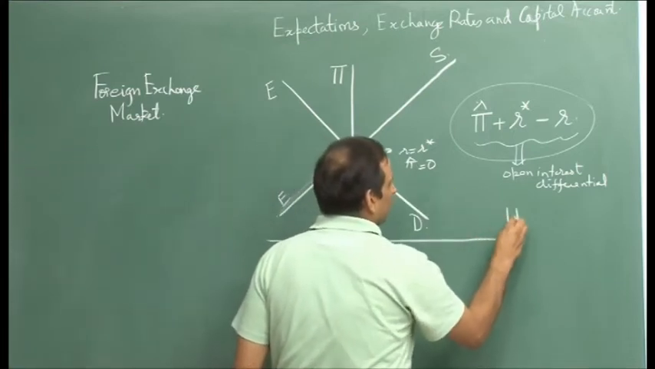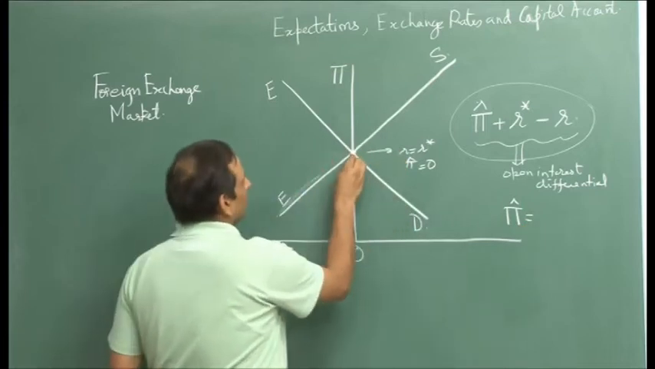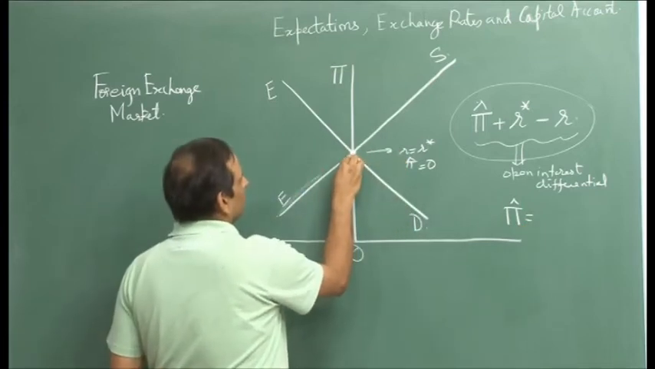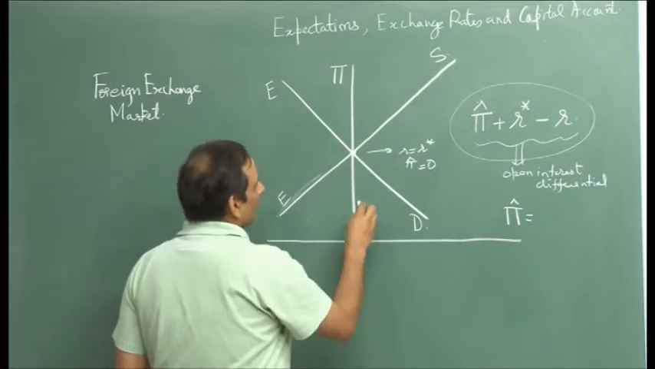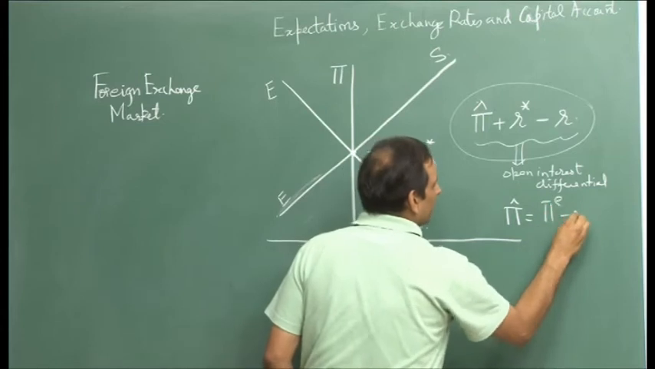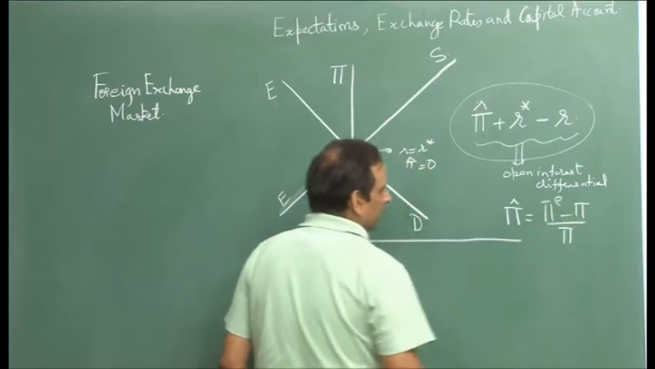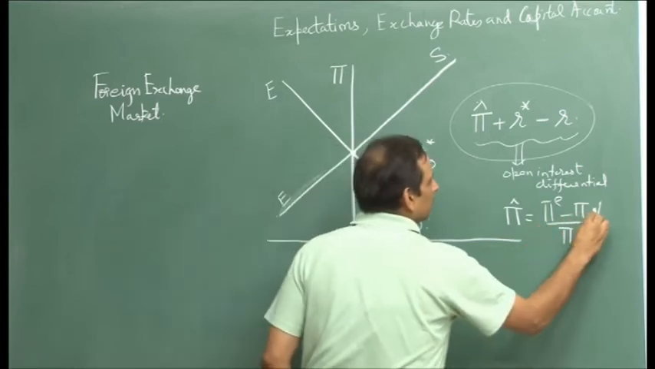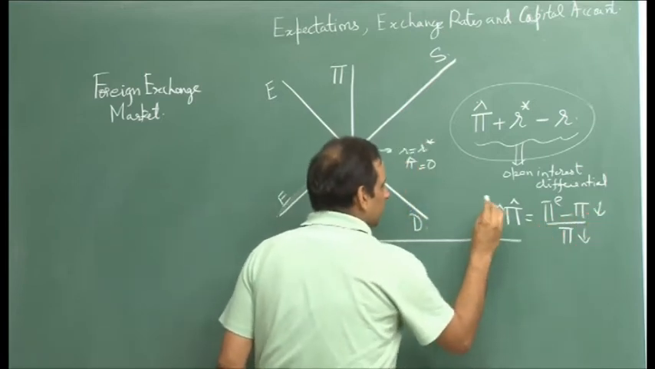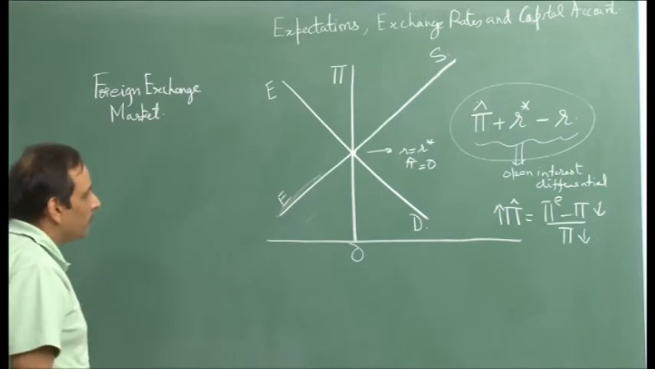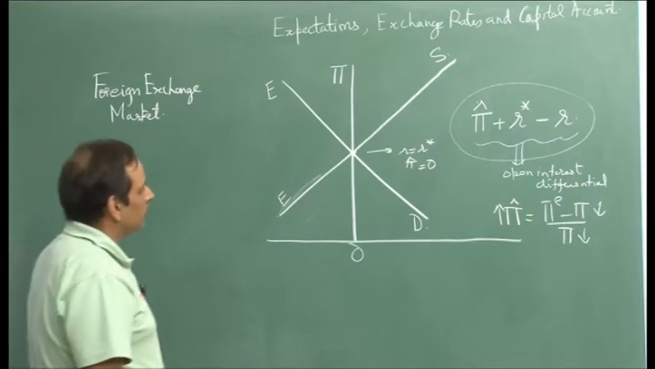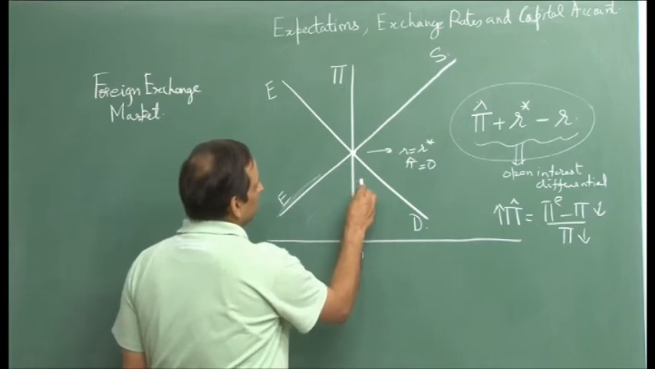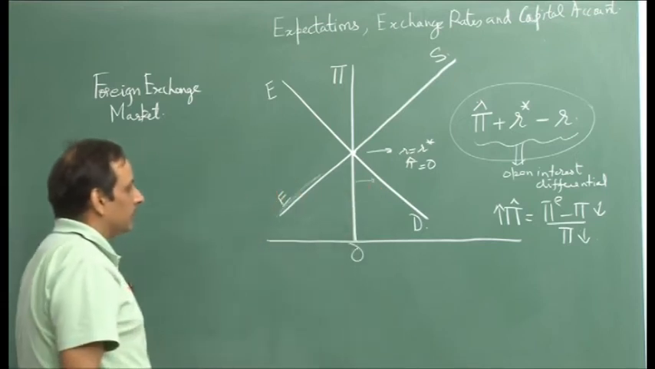So, in case you are at this point where ED and ES intersect and there is equilibrium, and pi hat is pi E minus pi by pi. If pi reduces, then this pi hat term goes up. It leads to an open interest differential and an increase in excess demand for the foreign currency.